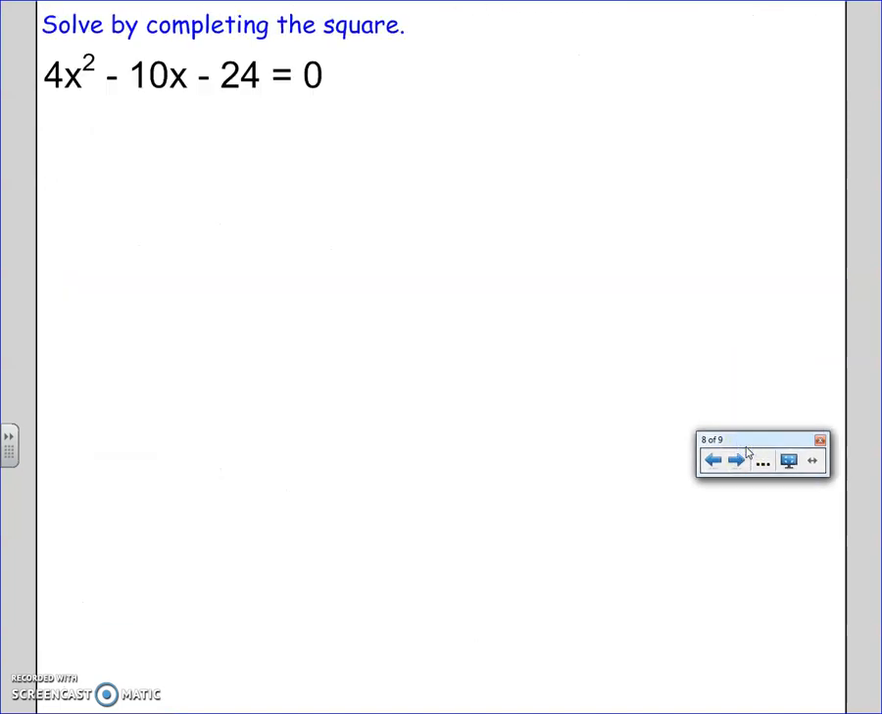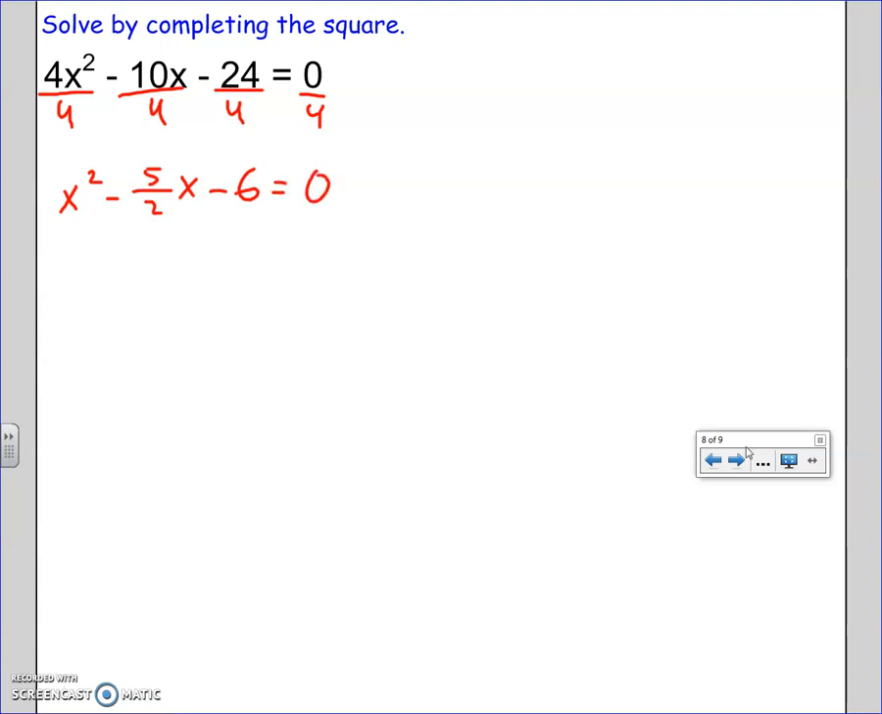So here's the same problem. First, I'm going to make sure A is 1. I have to divide both sides by 4. So I'm dividing by 4. My new problem is x squared minus, I'll reduce that, 5 over 2 x minus 6 equals 0.